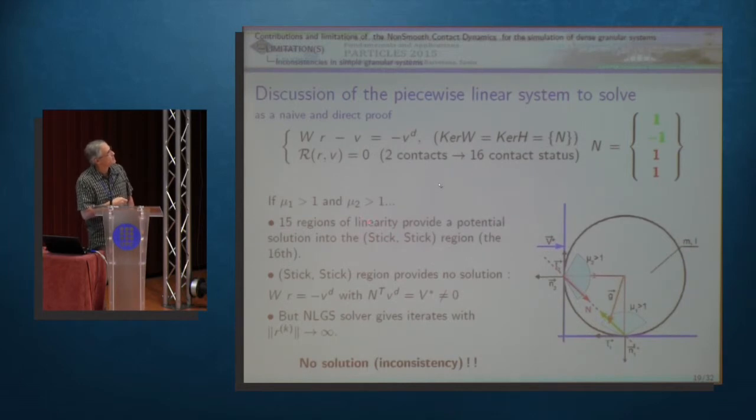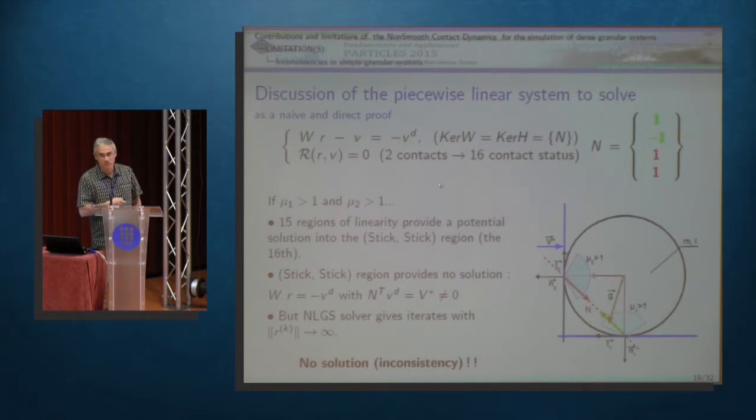And if the friction coefficients are greater than 1, 15 regions of linearity provide a potential solution, except the last region, the stick region. And in this region, we have, in fact, no solution, because the system to solve is very simple. It is this linear system for which the right-hand side is not orthogonal to the null space. And in this case, we have no solution, of course.